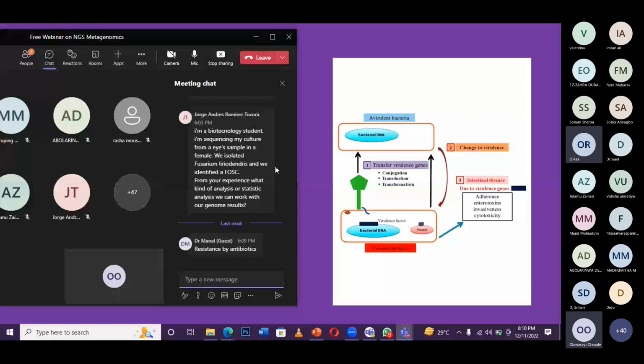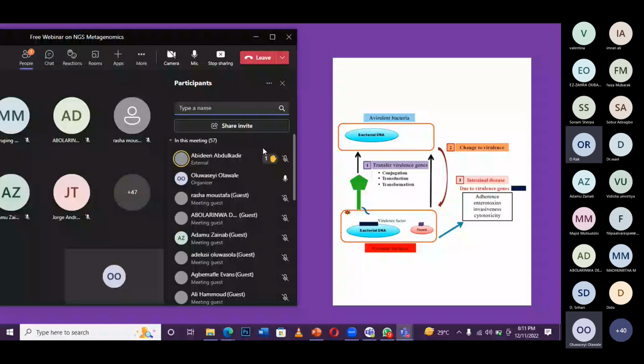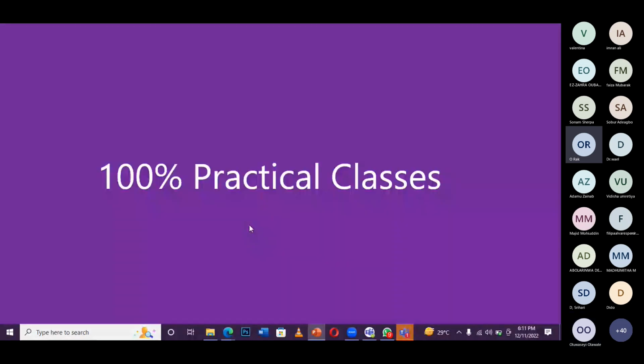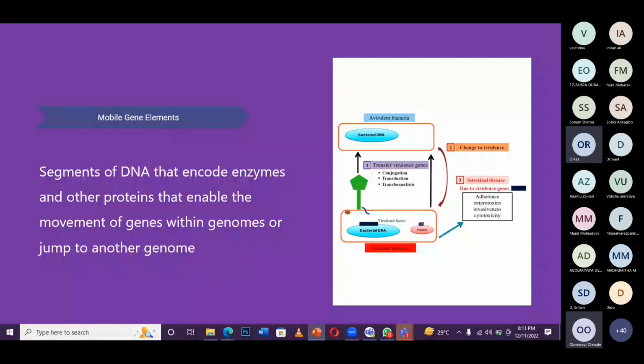Then we have mobile gene elements, and some other aspects where we have visualization of results, where you'll be able to drop heat maps and some charts and things like that. Looking at the practical classes, it is 100% practical. Now, I would like to tell you that the practical class is going to start tomorrow, where you will learn how to retrieve real-life data from the NCBI database.